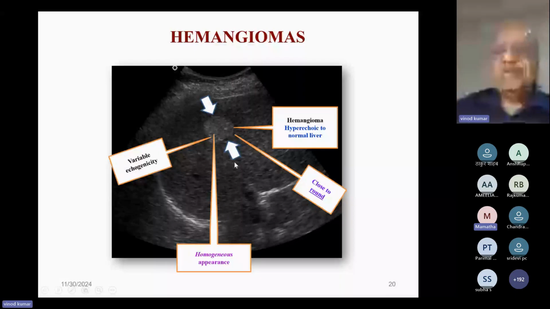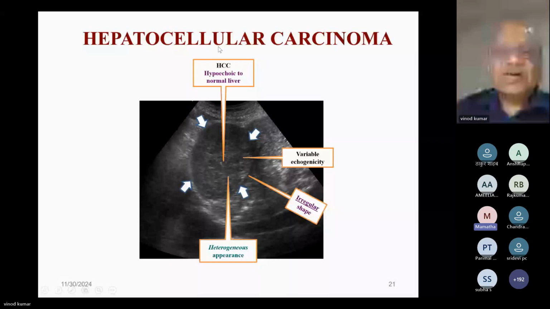Similarly, hepatocellular carcinoma or HCC, in this case you will find variable echogenicity. So the nature or texture is variable, irregular shape, its contour is irregular, heterogeneous appearance. The texture is also very heterogeneous. So texture is heterogeneous. Echogenicity is also variable.